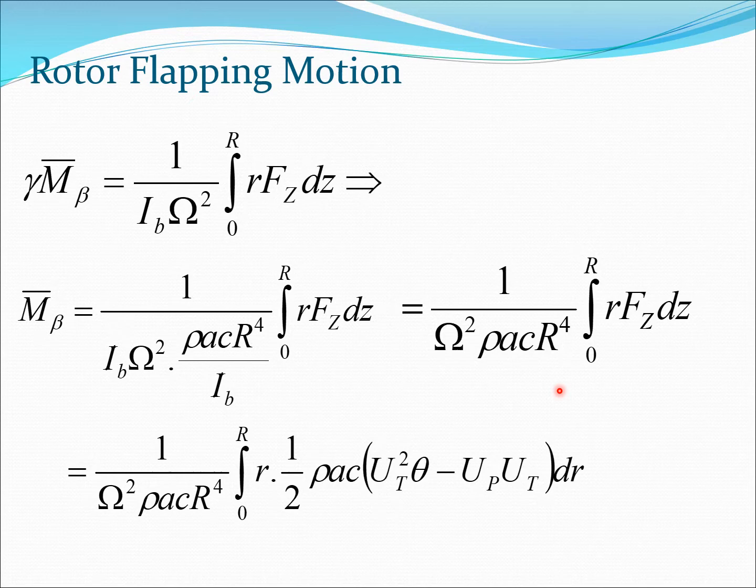And then we introduce what are the things inside Fz. So essentially from BET, we now know the expression for Fz. That's in terms of rho a c, UT, UP, and theta. Okay, so that's the main discovery we have made using BET, which we can now bring into the equation for m beta bar. And this is very important because this will now let us get a closed form expression for the flapping moment.